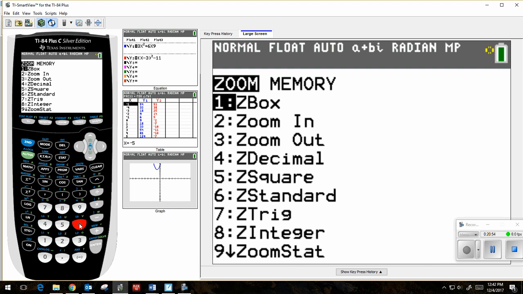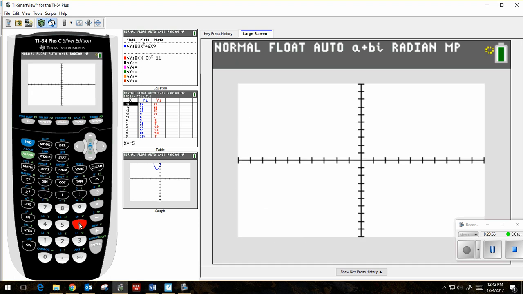I'm going to hit zoom 6 to bring me back to that original window, and I'm going to watch it graph. Hopefully the blue curve will be drawn, and the red one goes right on top of it. There you go. That's how you know you've done it correctly, and you can always check your vertex.